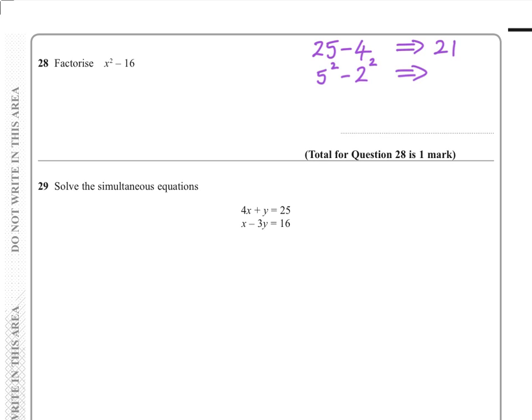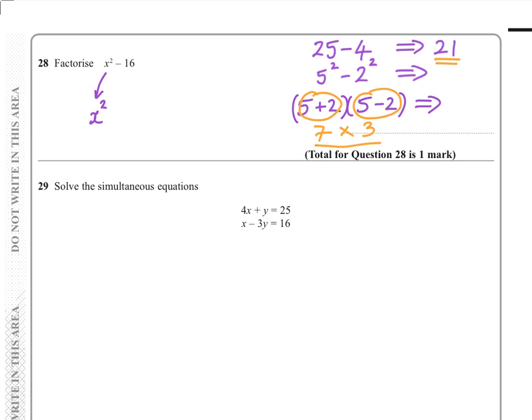Now, you can write this as 5 plus 2 times 5 minus 2. And let's see what that would give. Well, the 5 and the 2 would give 7, and the 5 minus a 2 would give 3, and they're being multiplied, and look, you do get the answer 21, which is what we started with. So if you took x squared, well, that is x multiplied by itself. It's a square number. And if you look at the 16 here, that is 4 squared, and there's a minus sign in between them, which means you can write it as x plus 4 times x minus 4. And that's actually the answer. This is how you would factorise x squared minus 16.